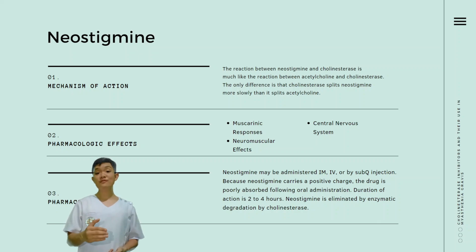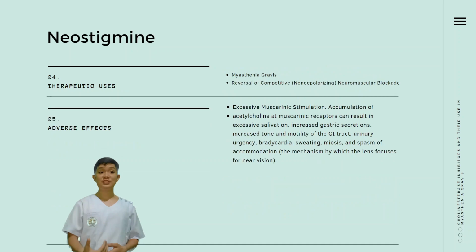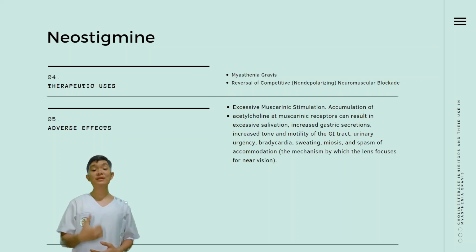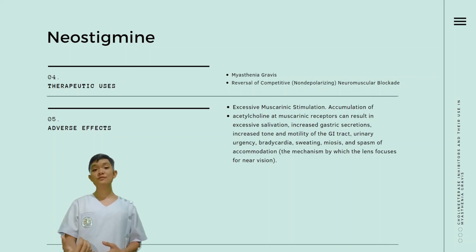Neostigmine can be administered via IM, IV, or sub-Q injection, and it is eliminated by enzymatic degradation by cholinesterase. It is used to treat myasthenia gravis and reverse competitive neuromuscular blockade. Adverse effects can include excessive muscarinic stimulation, leading to salivation, gastric secretions, increased GI motility, urinary urgency, bradycardia, and sweating, miosis, and spasm of accommodation.